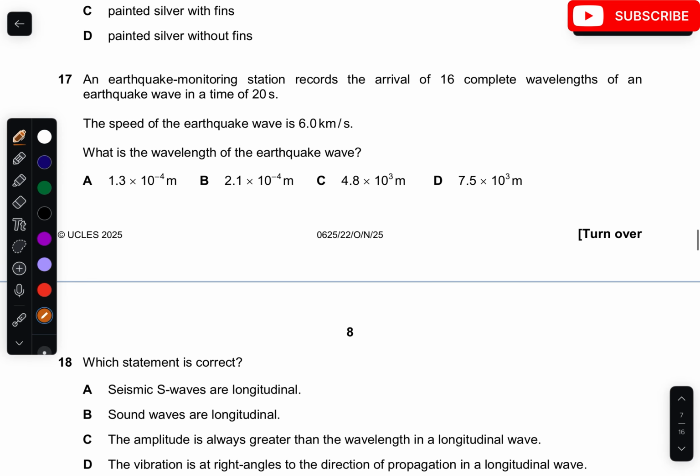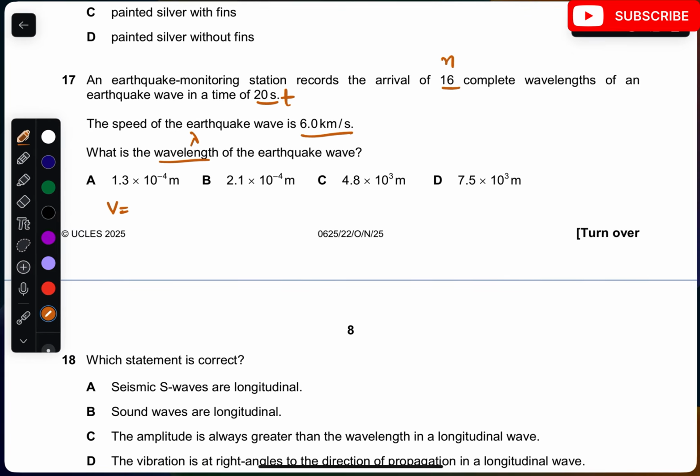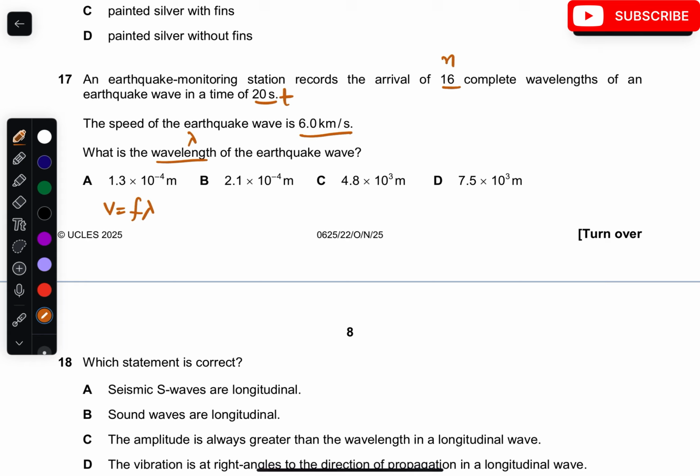In question 17, an earthquake monitoring station records the arrival of 16 complete wavelengths of an earthquake wave in a time of 20 seconds. The speed of the earthquake wave is given. Okay, this is the number of waves. This is the time. What is the wavelength of the earthquake waves? Okay, you have to find the wavelength, lambda. We know from the wave equation v = fλ, and you have to find lambda, so λ = v/f.